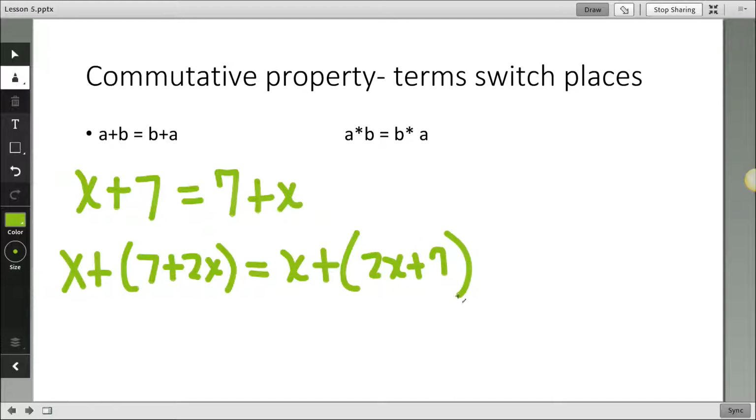And you see right here, we just switched these terms. 7 plus 2x became 2x plus 7. Now this looks like it might be another property, but it's still commutative. And it could look similar for multiplication. So that's commutative properties. Remember, terms just switch places.